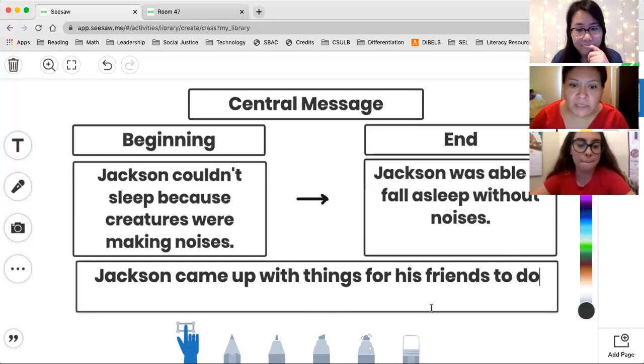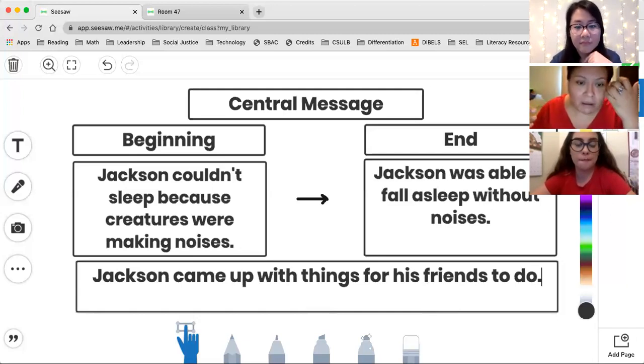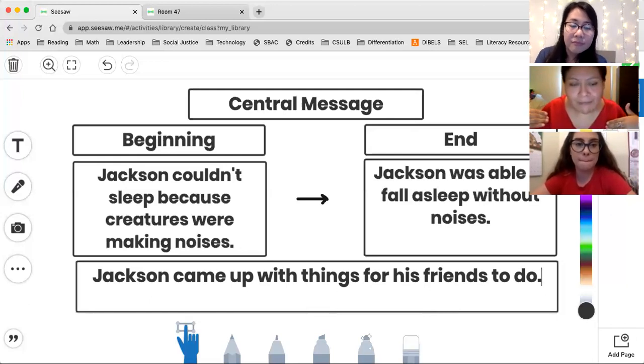So I wanted to add that he was very thoughtful, because he went ahead and talked to each creature. He told them what his concern was. His worry was that the activity they were doing was interfering with him and his sleeping. So he vocalized what the problem was to the creatures themselves.